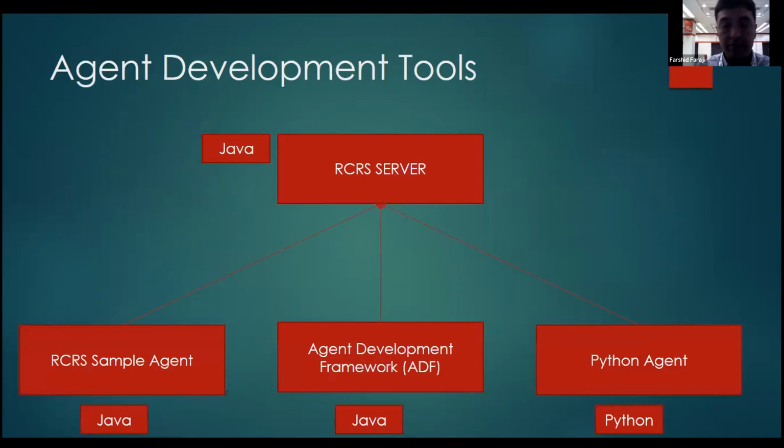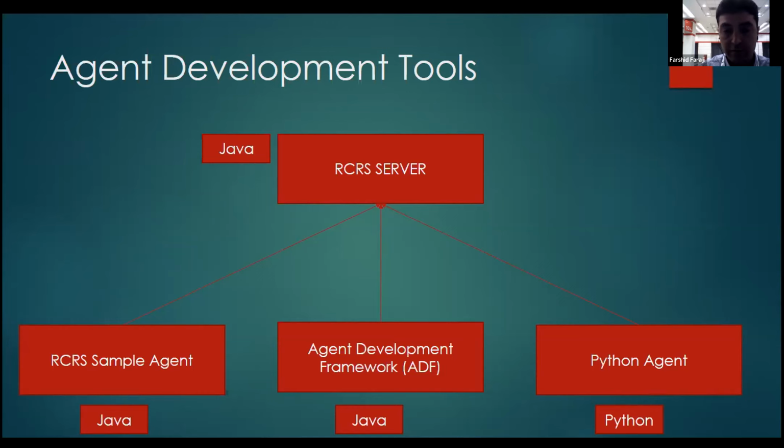As for the tools that we use for developing agents: previously we had two tools, the server sample agent, which was based on Java, and then the Japanese teams developed the agent development framework, which is also based on Java. And currently, we have developed a new one, which is based on Python.